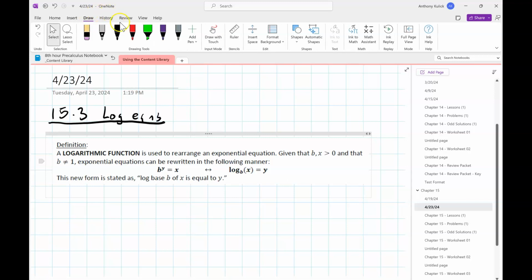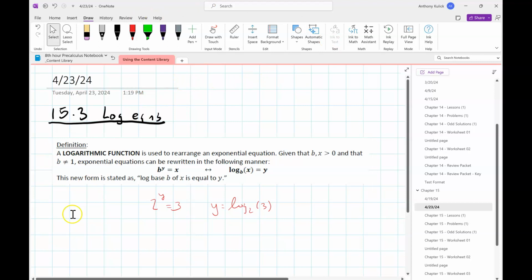So what this is saying is, if I want the question, what power of 2 is equal to 3? The answer to that is log base 2 of 3. This logarithm is basically telling us what exponent is the answer to this equation, right? It's kind of the idea there.